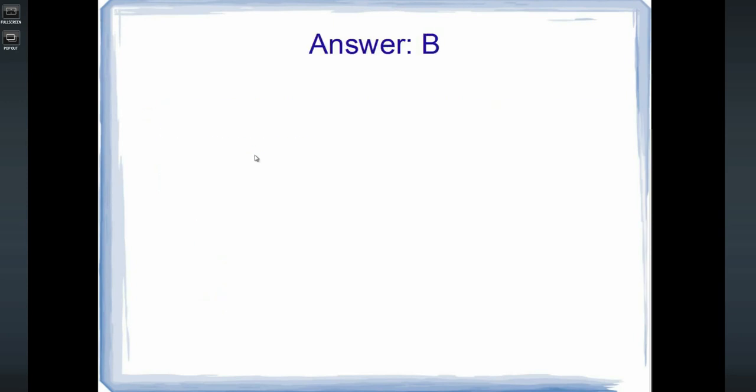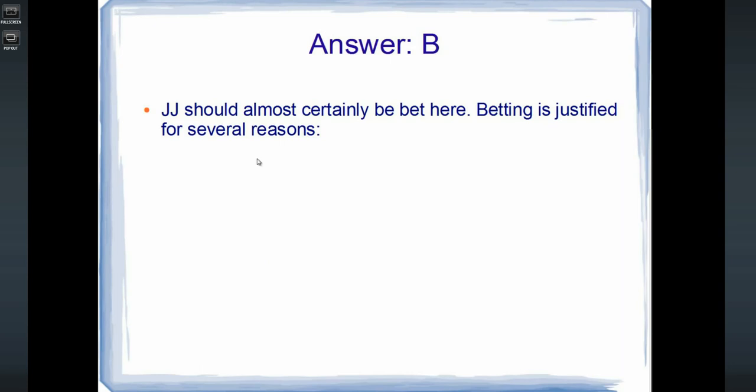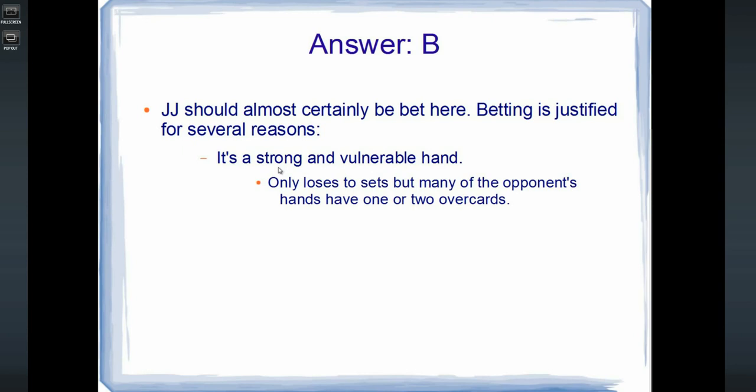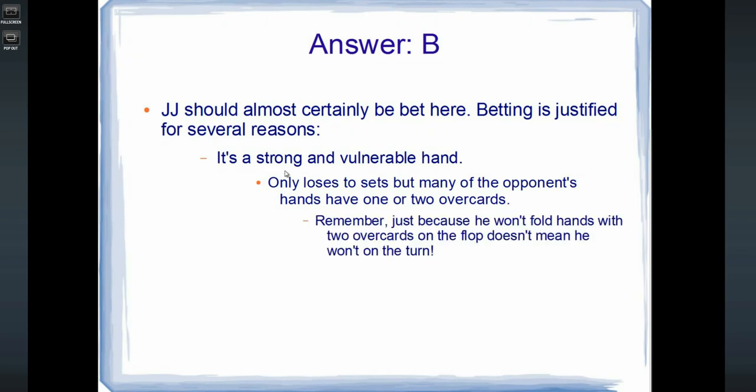The answer is B. Jack-jack should almost certainly be bet here. Betting is justified for several reasons. It's a strong and vulnerable hand. It only loses to sets, but many of the opponent's hands have 1 or 2 overcards. So rarely are we beat on the flop, and if we do make our opponent fold, we have to make him fold a hand that has a reasonable amount of equity.